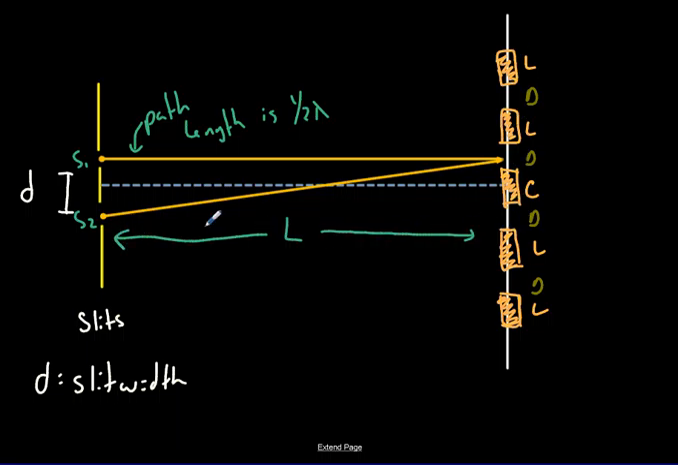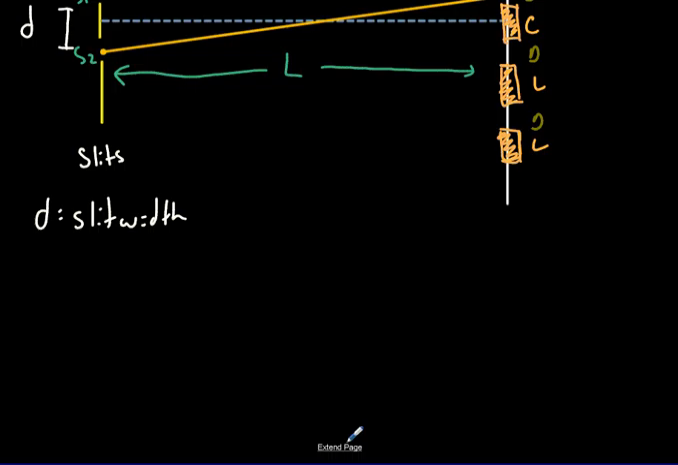Okay, and the only other thing we really need to know is how much distance there is between these two spots, because that matters as well. So we call that X, or actually it's more often called delta X. Okay, so that's the distance between adjacent dark or bright fringes.